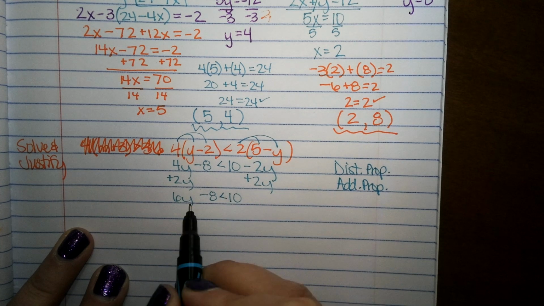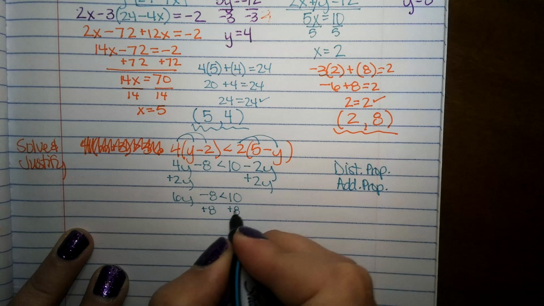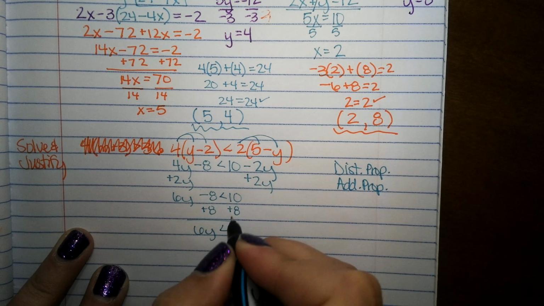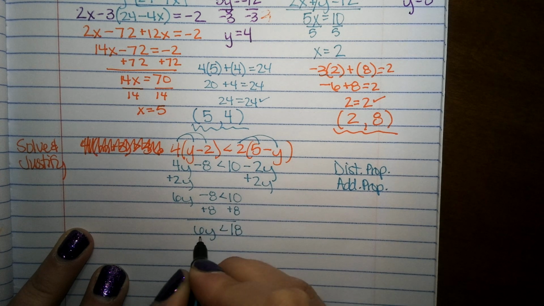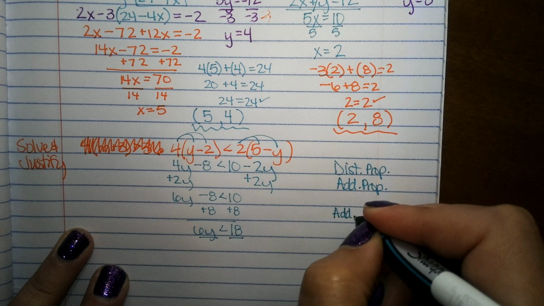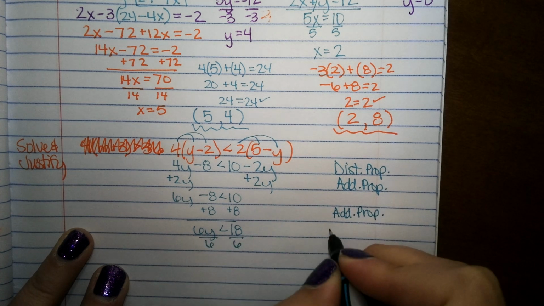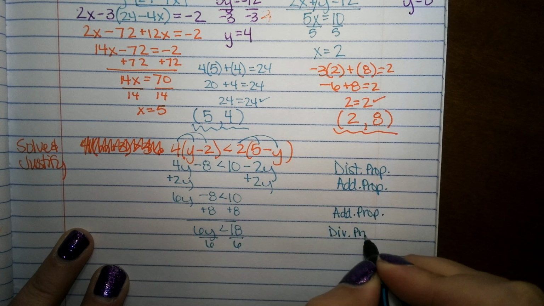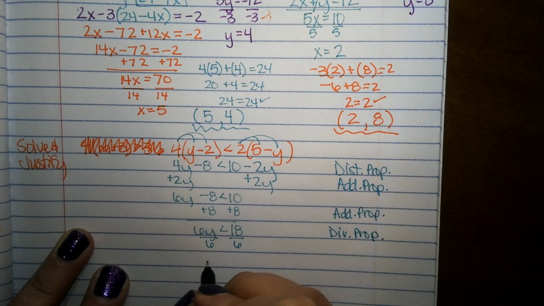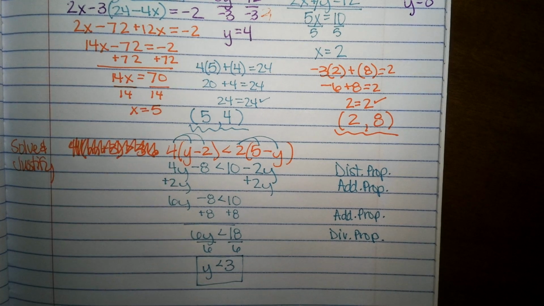Now that my y's are on the left, my numbers need to go to the other side. So I'm going to add 8 to both sides. I've got 6y is less than 10 plus 8, which is 18. So that was the addition property again. Divide both sides by 6. That's our division property. Let's see, y is less than 18 divided by 6 is 3. So y has to be less than 3.